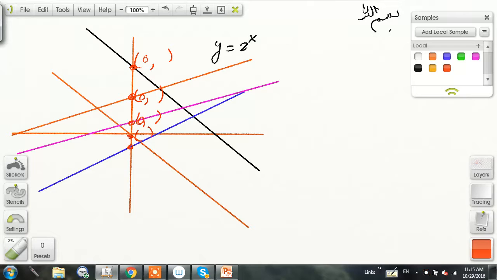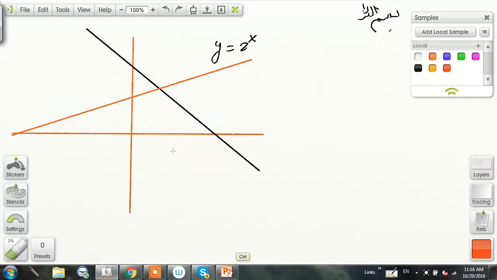Yeah, y-intercept is the value of the function when x is 0. So if you want to find the y-intercept of any function, you plug in 0 for the value of x. So the y-intercept is the value of the function when x is 0. Got it? So what's the y-intercept of this function?